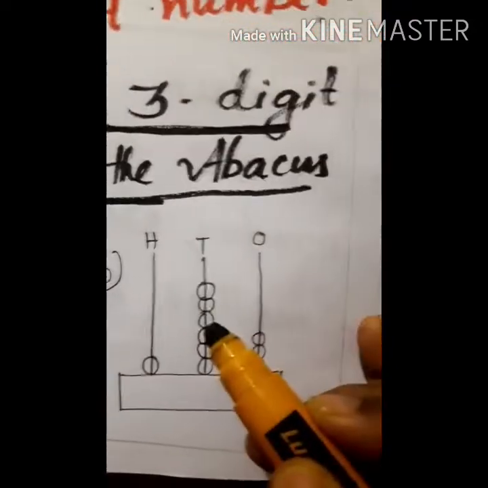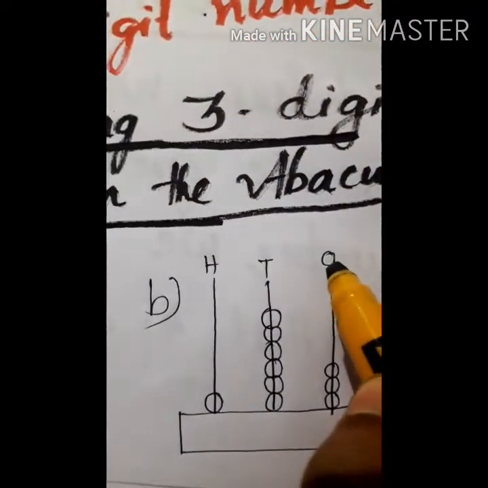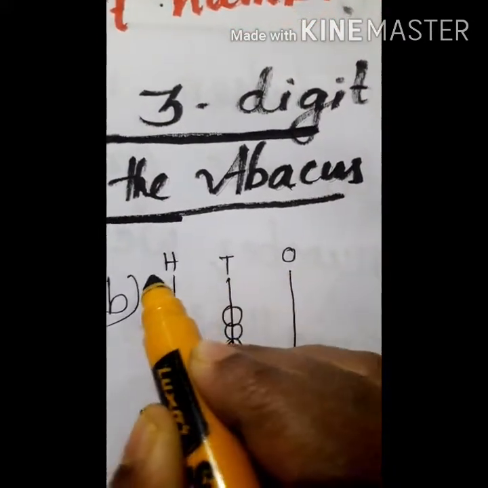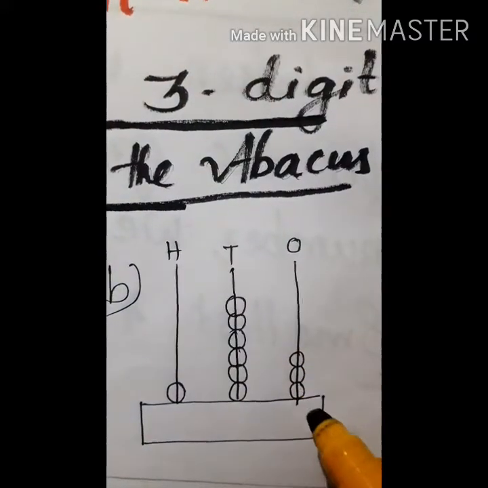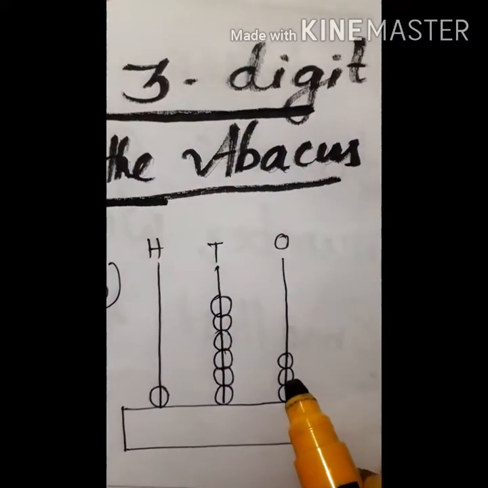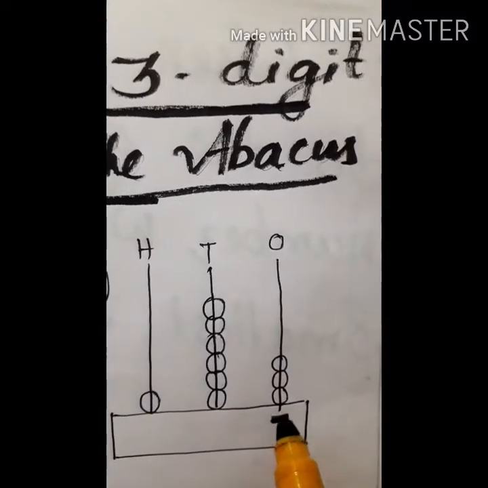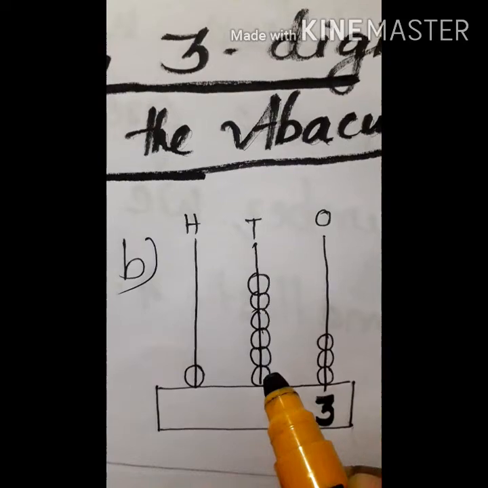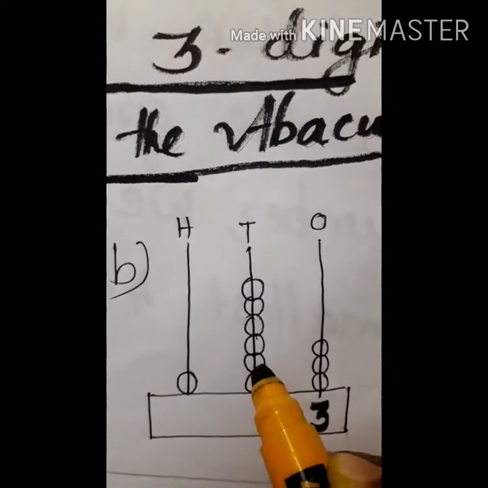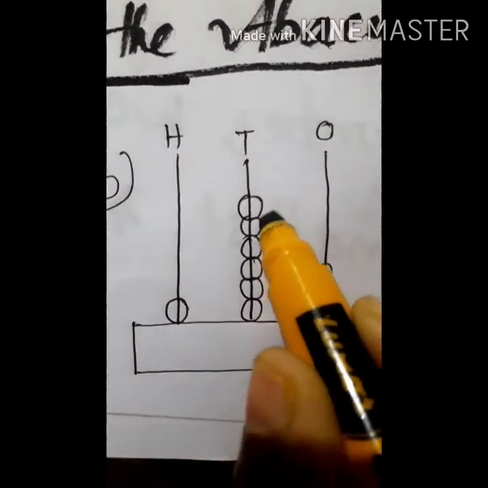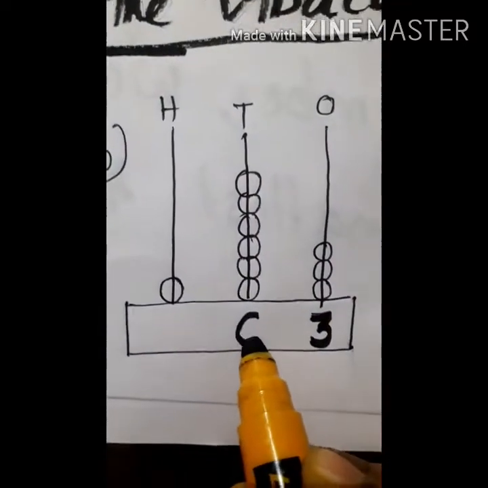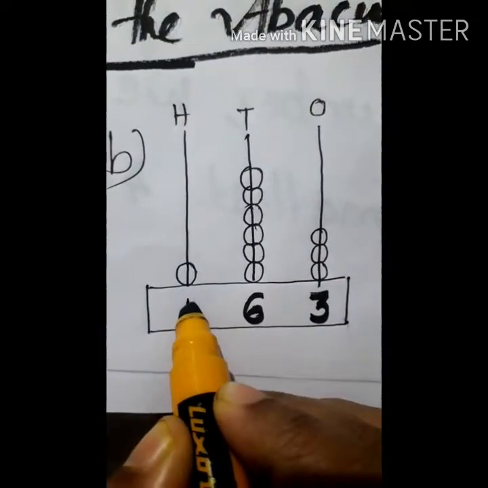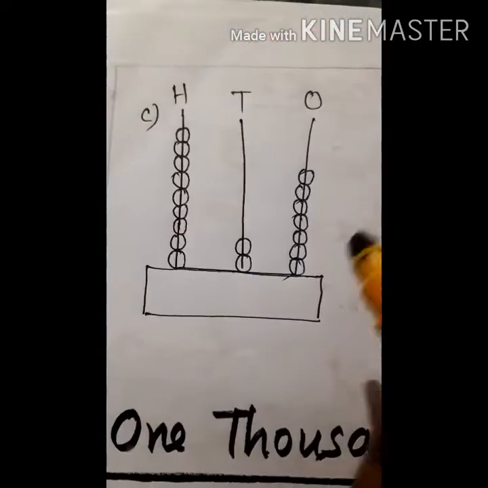Next one. I wrote according to their place values: ones, tens, hundreds. In ones place how many beads? 1, 2, 3. I will write here 3. Next one, tens place, how many beads are there? 1, 2, 3, 4, 5, 6. In hundreds place how many beads? 1. Okay. Nice.